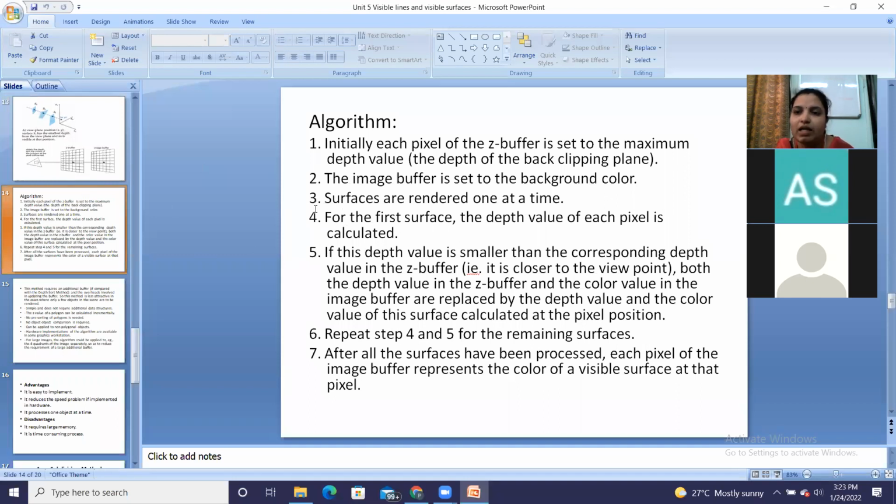So the Z coordinate of that surface and its corresponding color will get replaced in our buffer. Then these steps 4 and 5 you have to repeat for every surface, right? Because you are going to process the image surface by surface, and that's why for every surface you have to repeat steps 4 and 5.